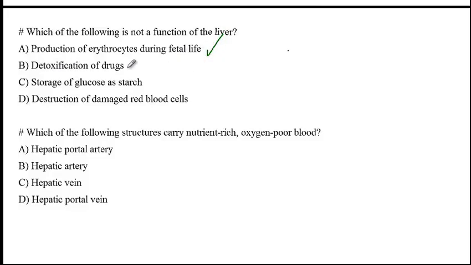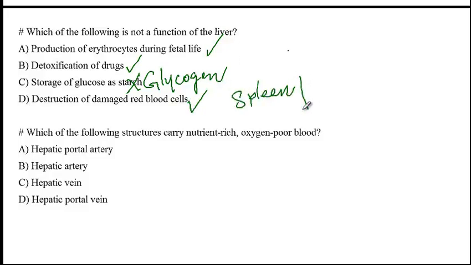It's required for detoxification of drugs. We discussed it in this video. It's required for storage of glucose as starch. No, it should be storage of glucose as glycogen. All right, and then it's required for destruction of damaged red blood cells. That is correct. So the spleen is the major organ that is required for destruction of red blood cells, but bone marrow and liver can also destroy some of the damaged red blood cells. So the best answer here would be choice C.